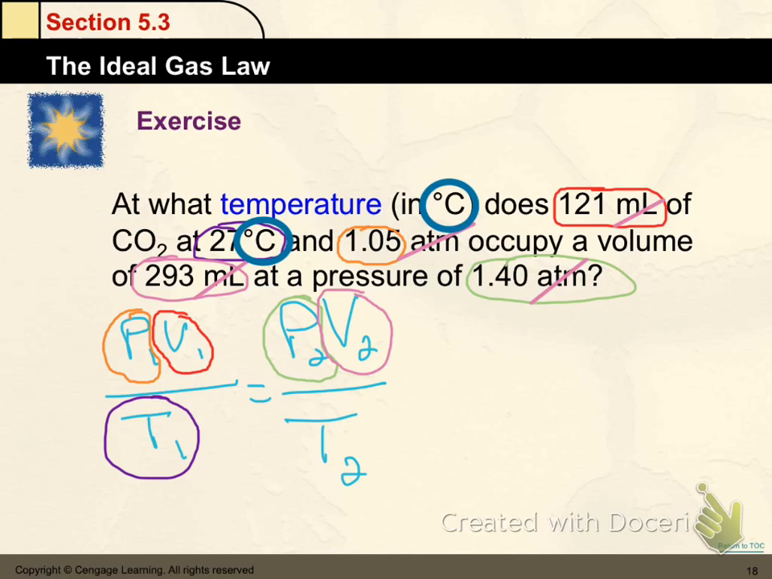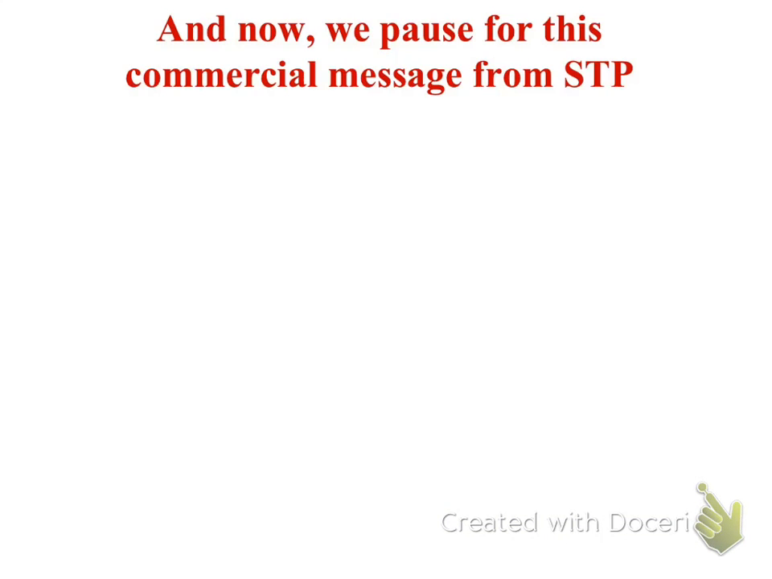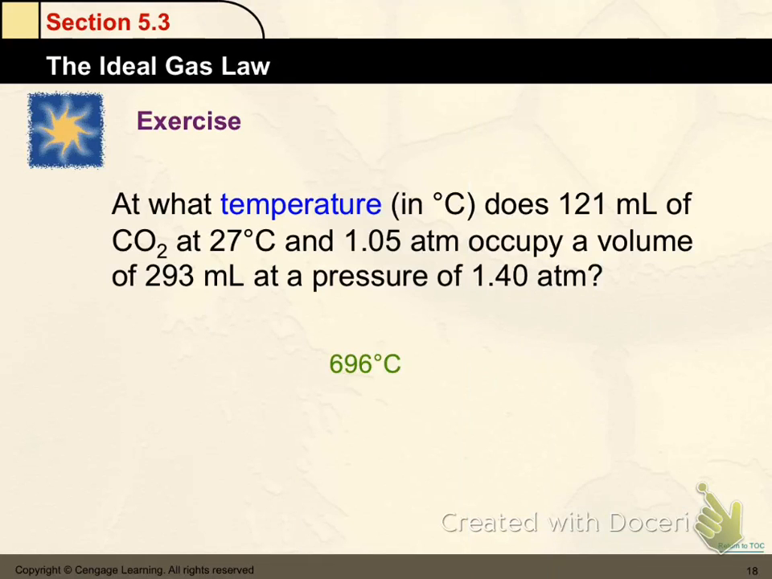The way I would do the math, I would solve all these things over here and just get one number. I'd probably multiply P and V over here and get one number, and then cross multiply and divide so that you get T2. And as you probably saw before, we're looking at about 696 degrees Celsius. That is our answer. There it is, 696 degrees Celsius.